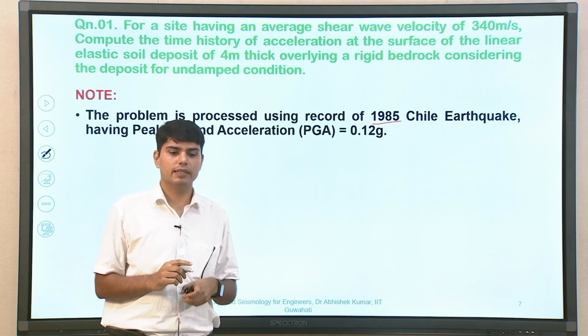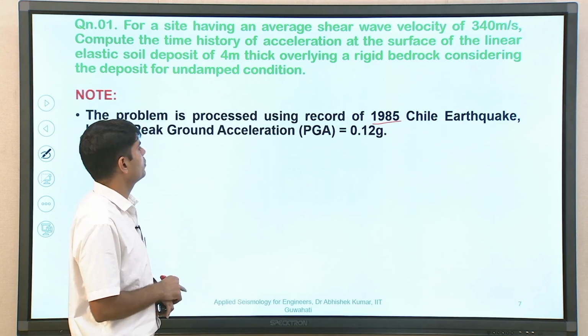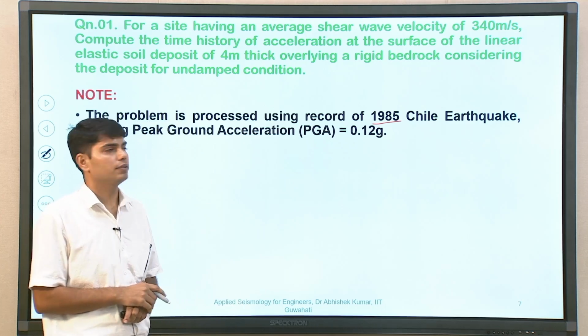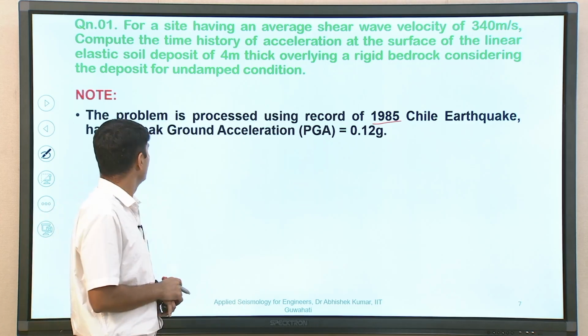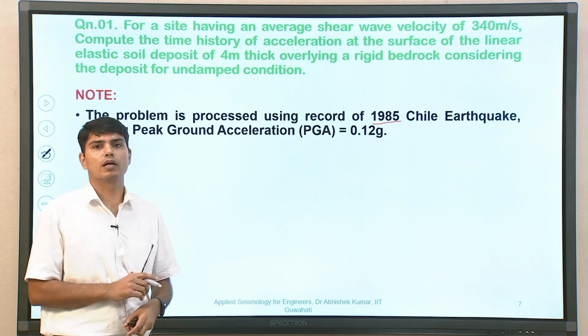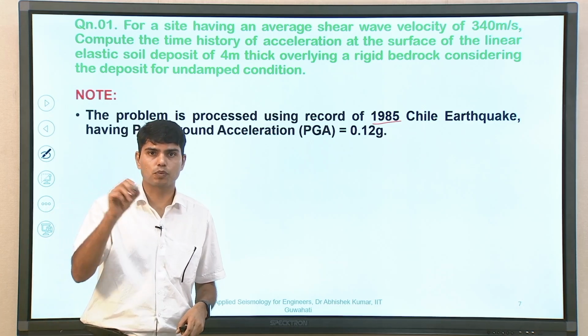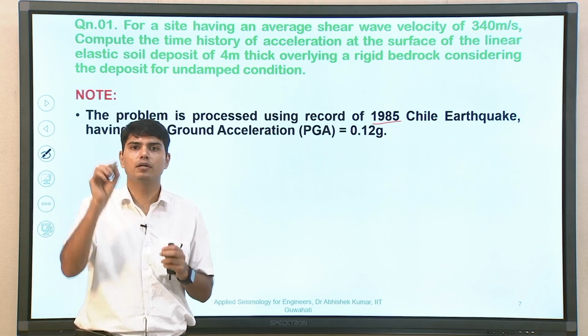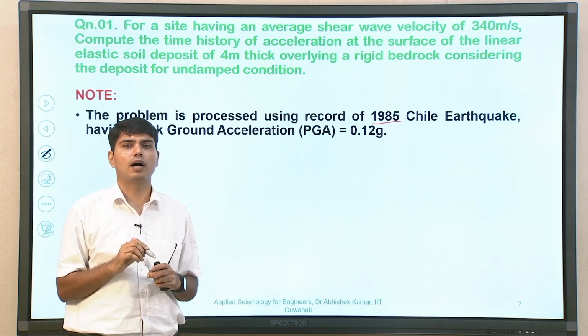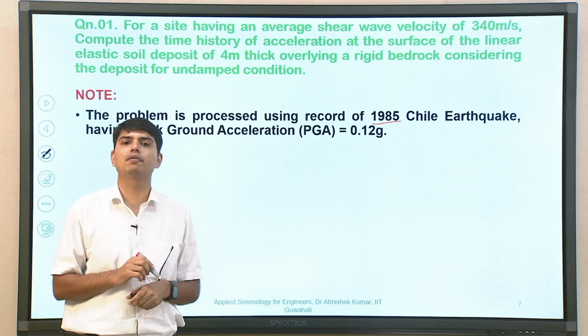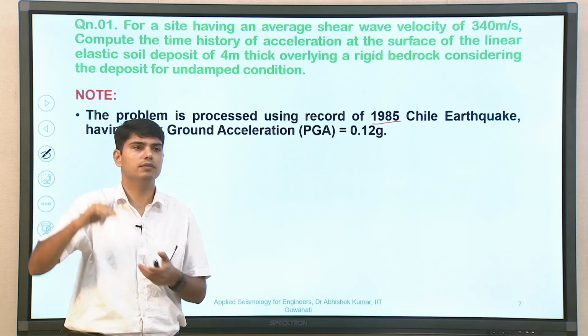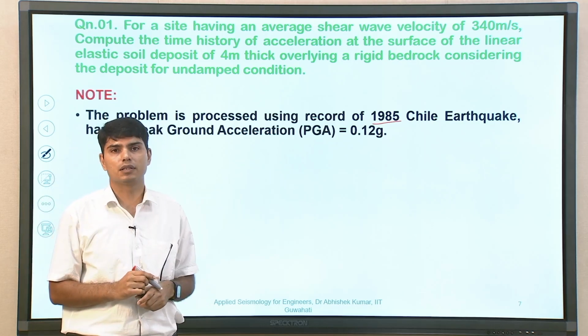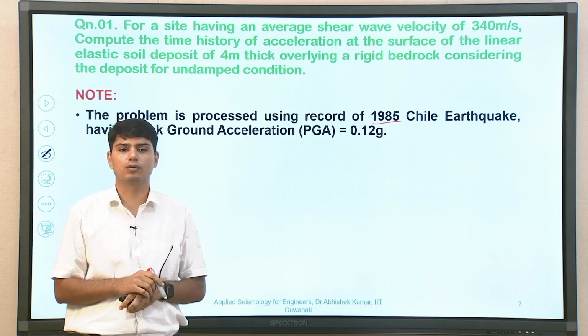In this particular case, I am referring to the earthquake which happened in 1985 in Chile. The peak ground acceleration of that earthquake, that means corresponding to the acceleration time history record, the peak value after all the corrections, is called peak ground acceleration. That value is given as 0.12 g.